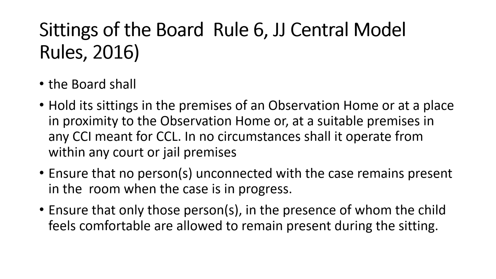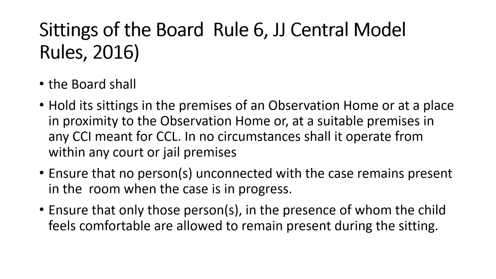Now, how should the Juvenile Justice Board look? Its sitting has been explained in Rule 6 of the Model Rules of the Juvenile Justice Act. The board shall hold its sittings in the premises of an observation home or at a place in proximity to the observation home or at a suitable premises in any child care institution meant for CCL. In no circumstances shall it operate from any court or jail premises. So, the Model Rule says the Juvenile Justice Board's office should be near the observation home or any other institution for the child in conflict with the law, but in any instance the board should not run from a jail or court premises.